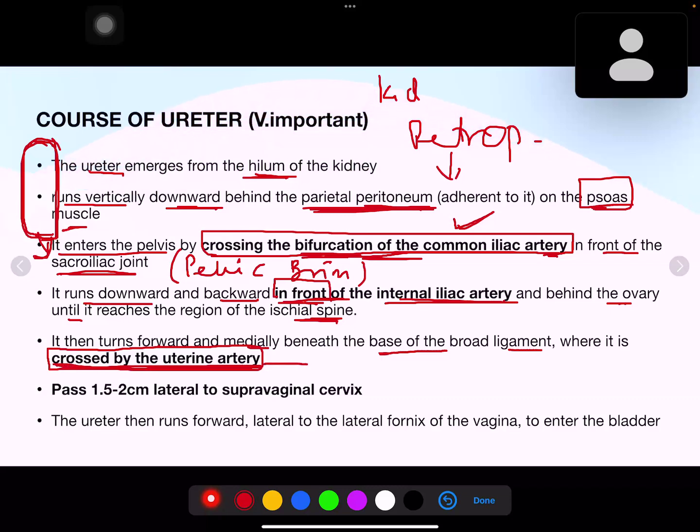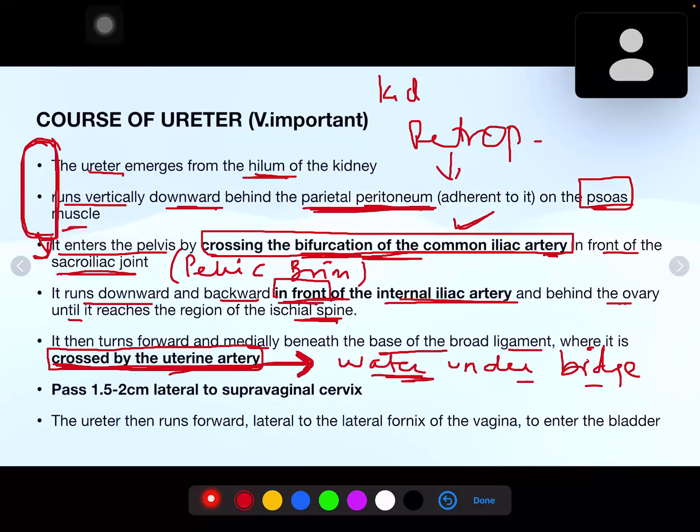Okay, one mnemonic during our exam was that water runs under the bridge. At the level of the uterine artery, we actually remember this: water under the bridge. Water means urine. So the ureter is under the bridge, meaning it is under the uterine artery. So the uterine artery is crossing the ureter.